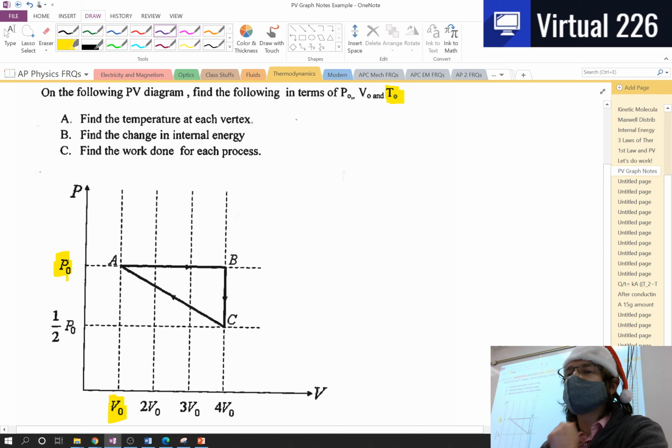So let's start for part A of finding the temperature at each vertex. And the vertexes are A, B, and C.